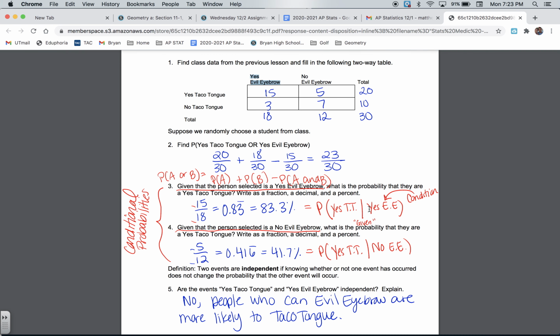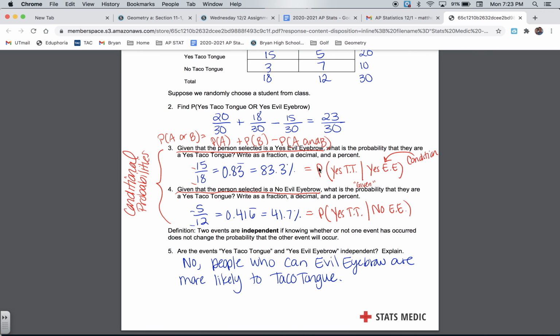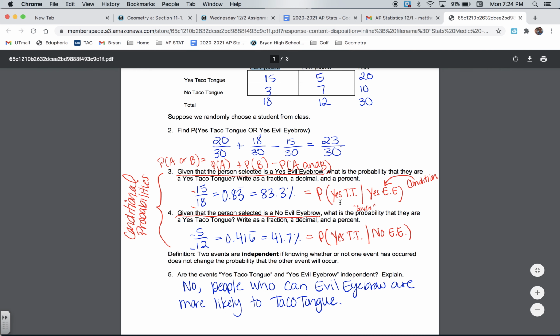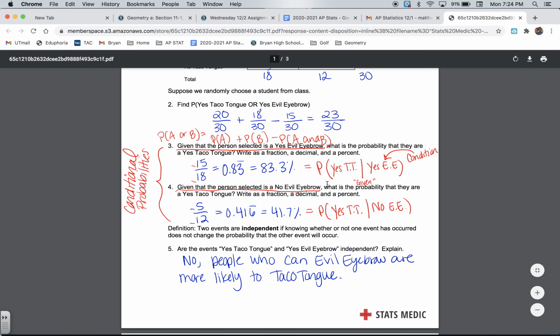Sometimes you can see it written like this with this bar. So like P, and then you've got your parentheses, something, bar, something. Given the bar, after the bar is the condition. So probability that you're a yes taco tongue given that you are yes for evil eyebrow. So given we're in the evil eyebrow category, which is 18, how many were yes taco tongue? So 15. Okay. All right.